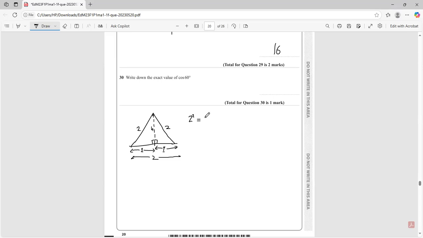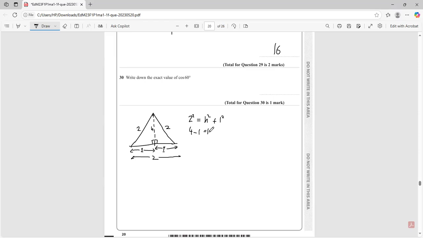2 squared will be equal to what? 8 squared plus what? 1 squared. Am I right? That's Pythagoras theorem. So remember, we're looking for 8. So we're going to take this guy to this side. It becomes 4 minus what? 1 equals what?